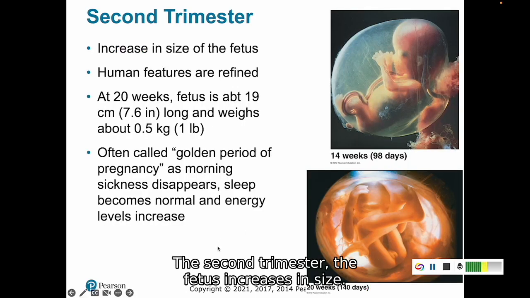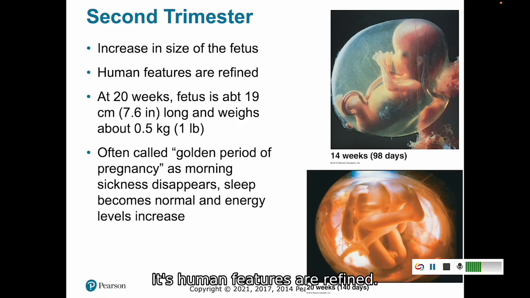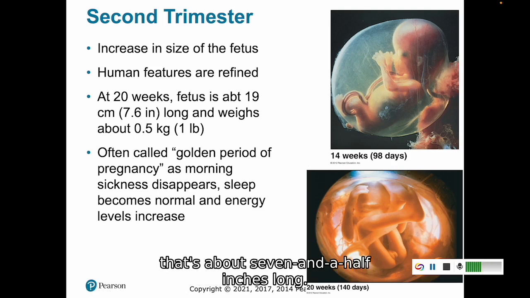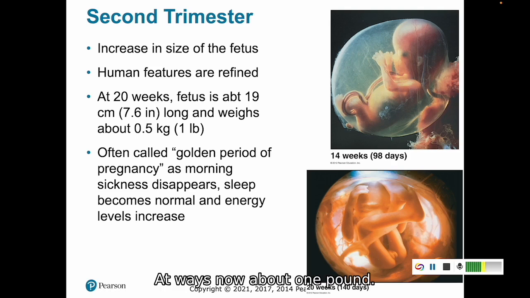In the second trimester, the fetus increases in size. Its human features are refined. Here is a baby or a fetus at 14 weeks. Here's a fetus at 20 weeks, very definitely a little girl. At 20 weeks, the fetus is about 19 centimeters. That's about 7.5 inches long. It weighs now about 1 pound.